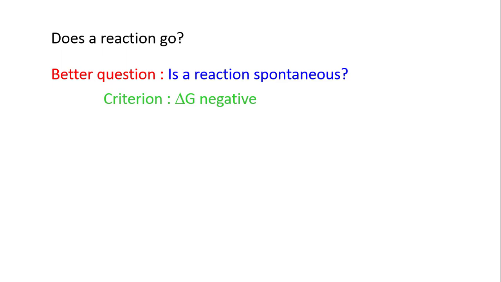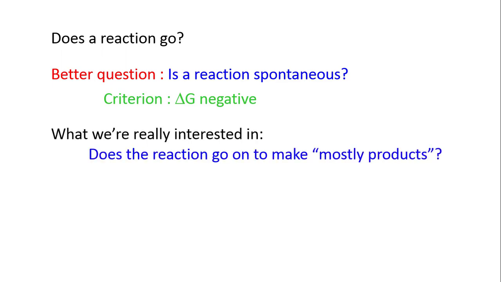But now that we know chemical processes can be reversible, what we're really interested in is this. Does the reaction go on to make mostly products? Ideally, we'd like our reactions to go 100% to make products, but that might not be achievable if the process is reversible. So how far does it go, and how can we tell?